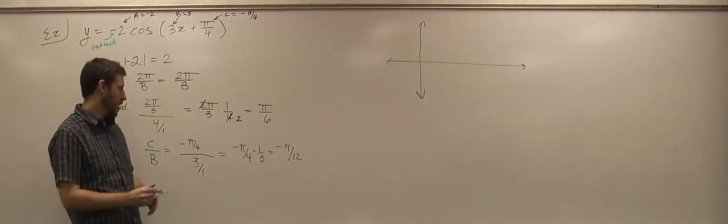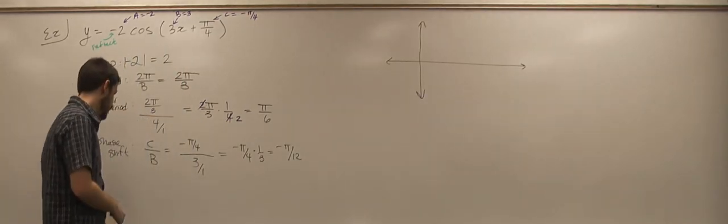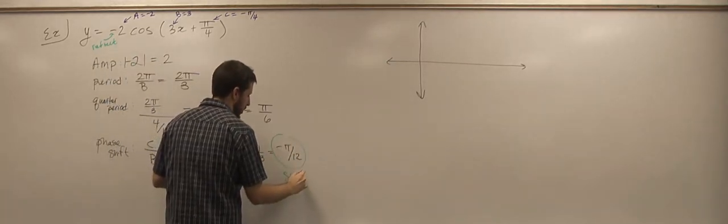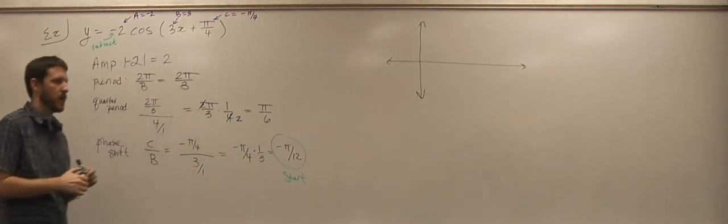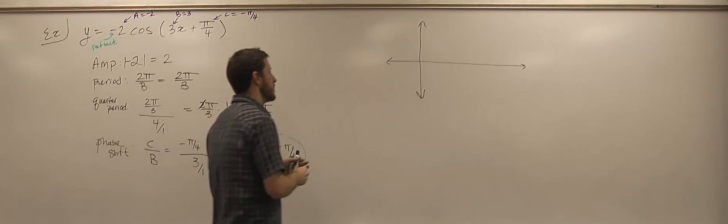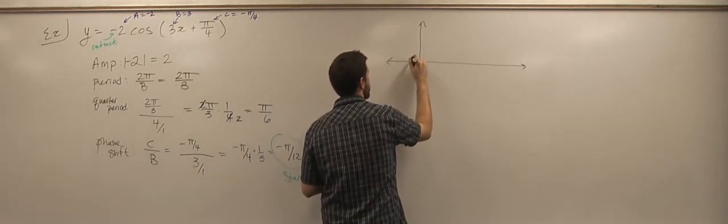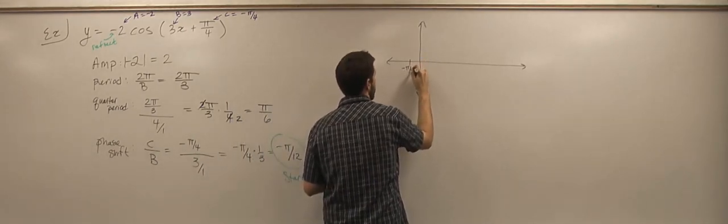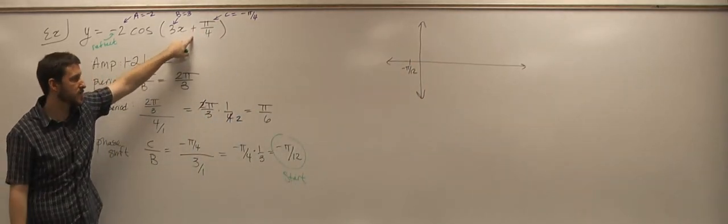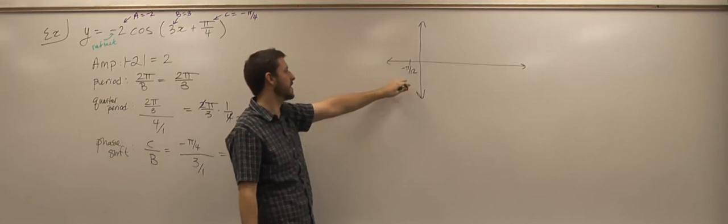So when I start marking off my tick marks on the x-axis, I'm going to start from negative pi over 12. So let me just pick where I think negative pi over 12 should be here. And this is the opposite of the sign that you see here, which was plus. Right, so you know you're starting on the negative side. That looks good.